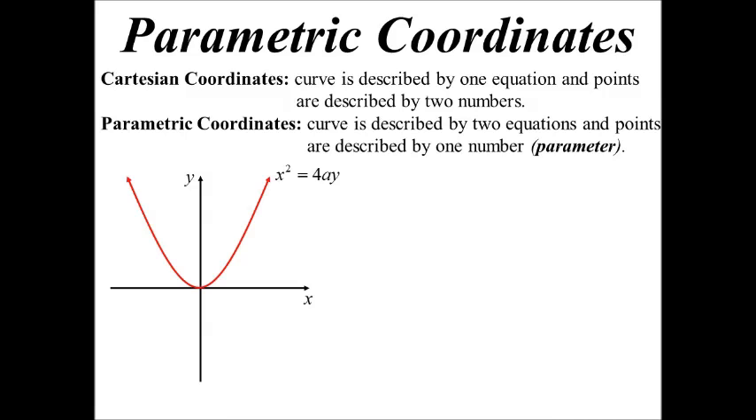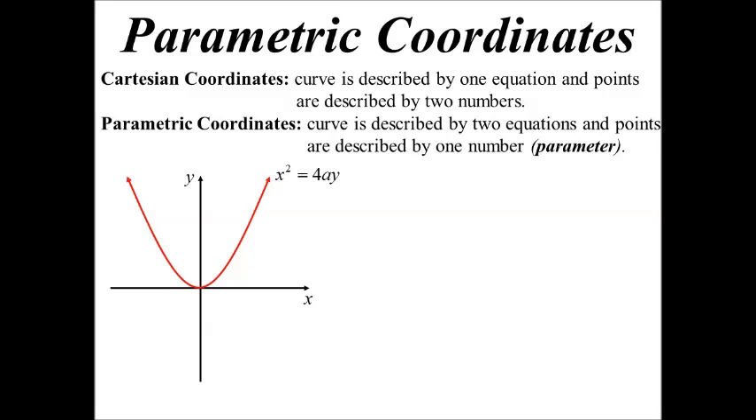You can sort of think of parametric coordinates as the other way around. So that's when we describe the curve by two equations, one equation for the x value, one equation for the y value, but then the points are described by one number, which we substitute into the two equations for the x value and the y value. That number we call the parameter.